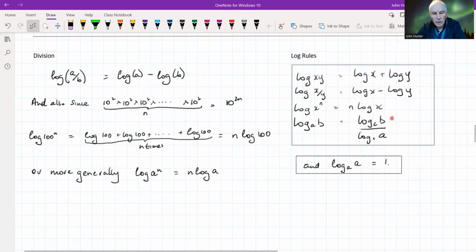Now we also have another one here, which I'm just throwing in, but we use this quite a lot. If we want to convert to use a common base, then we use this little formula: log base a of b equals log base c of b divided by log base c of a. Often this c will be Euler's number.